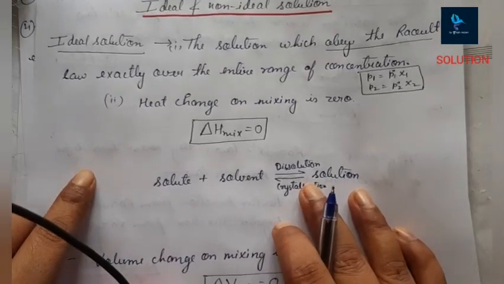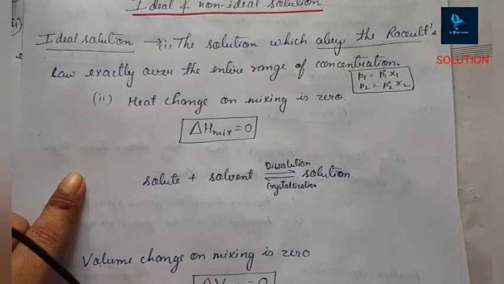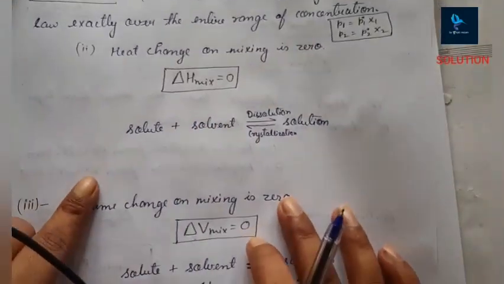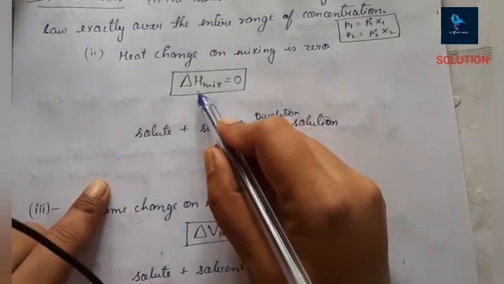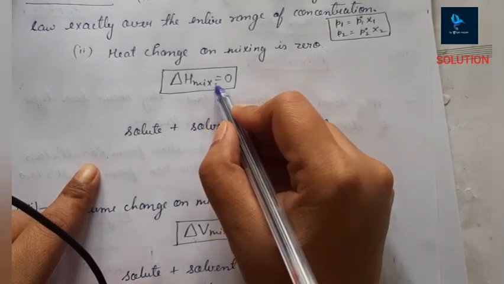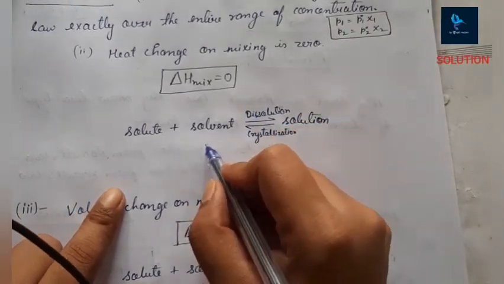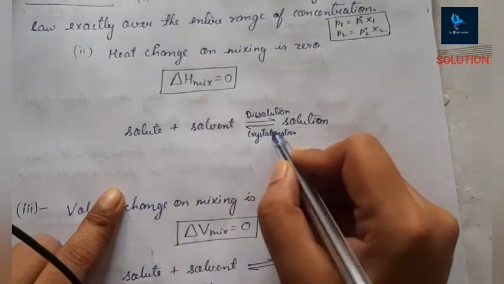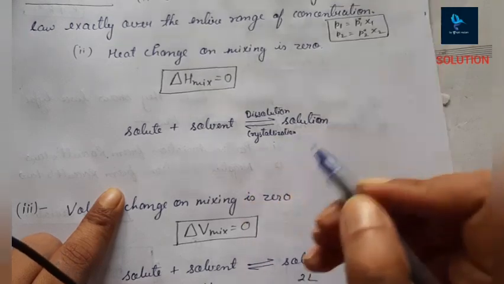The second point for ideal solutions is that the heat change on mixing is 0. It means the enthalpy of mixing must be 0. When making the solutions, two processes occur. The first is dissolution and the second is crystallization.